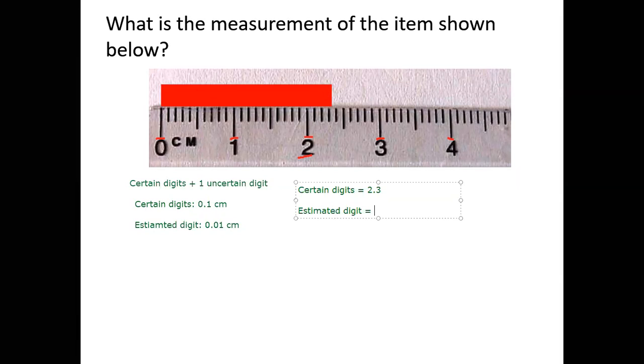Now our estimated digit, and again, this is based on the observer, I'm going to put a 5. So then our measurement would be 2.35 centimeters. Now again, the estimated digit can be different. Again, 2.34, 2.33. You know, 5 would probably be the highest I would go, because it seems to be in the middle, or it's a little bit less than the middle. So somewhere in there, I would put an estimated digit. So again, this measurement has 3 significant figures.